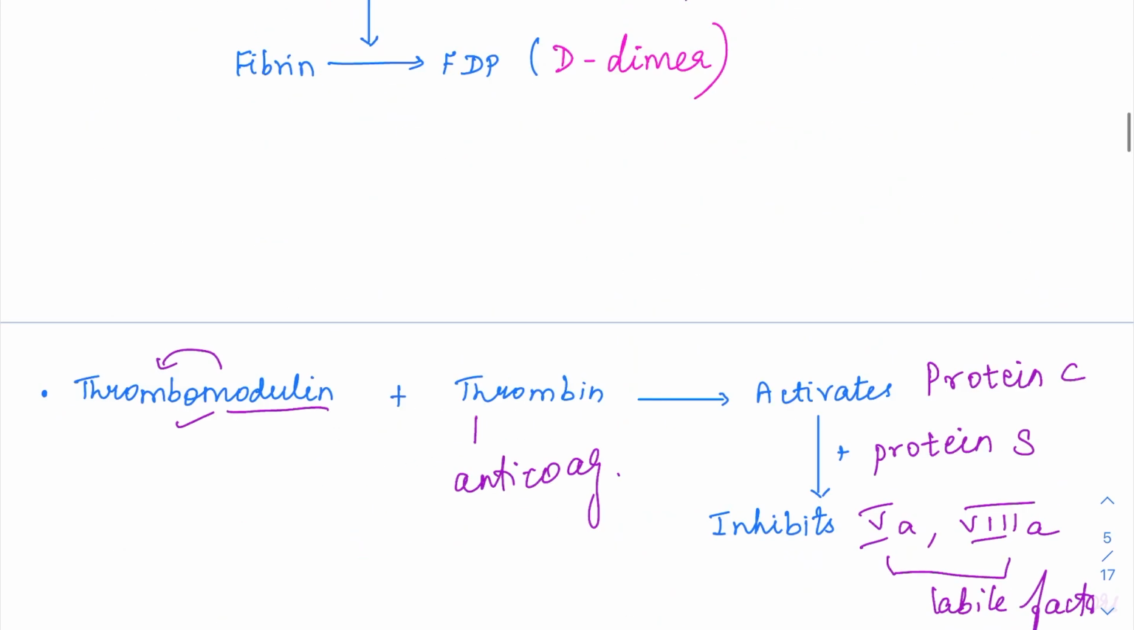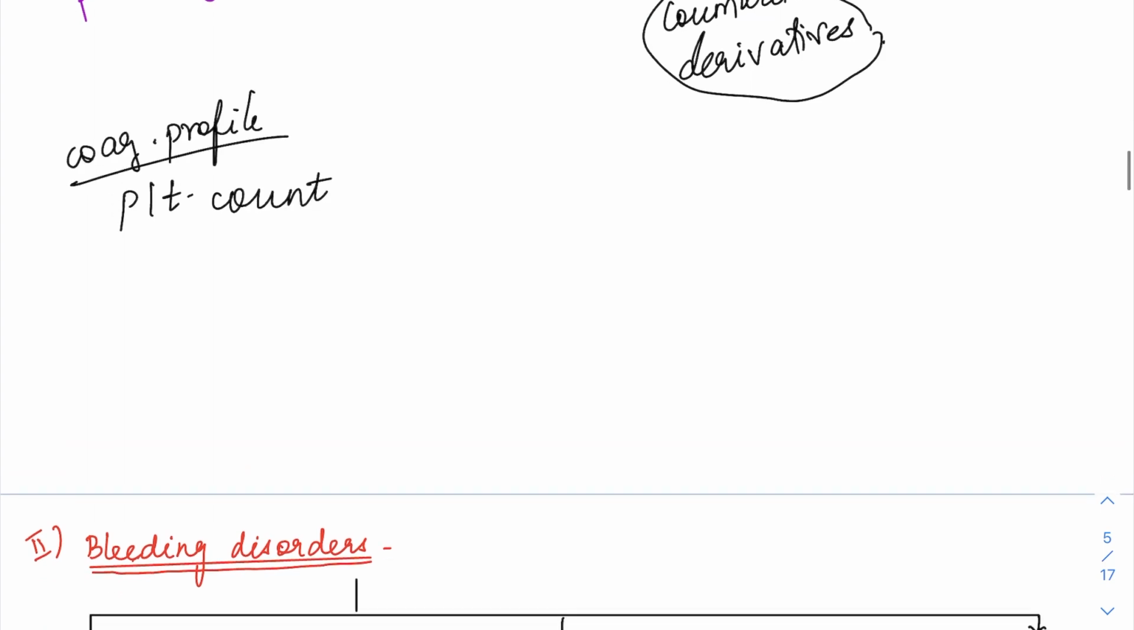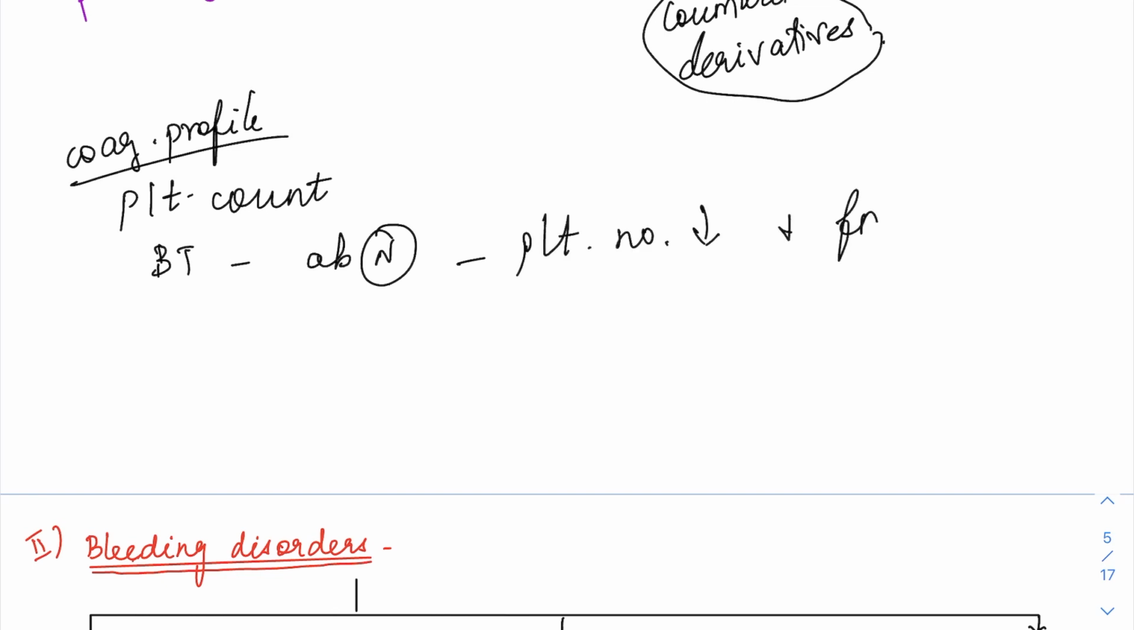So, in the coagulation profile, you have firstly the platelet count. Then we have bleeding time, which is abnormal whenever the platelet number is deficient or the platelet function is defective. Anything related to platelets, bleeding time goes abnormal. Then we have clotting time, which goes abnormal in clotting factor deficiencies. When the clotting cascade is deficient, clotting time is going to be elevated.